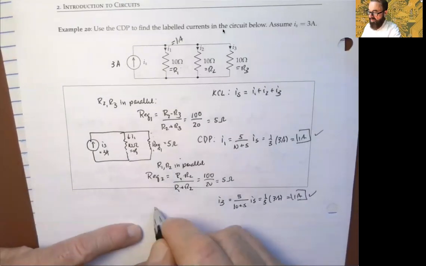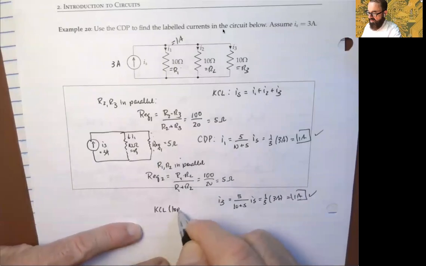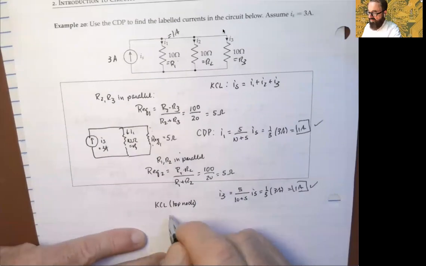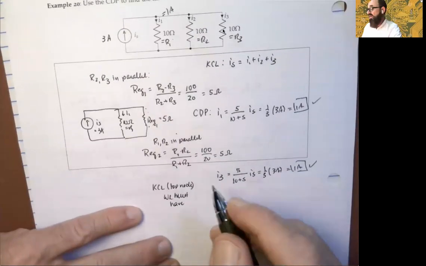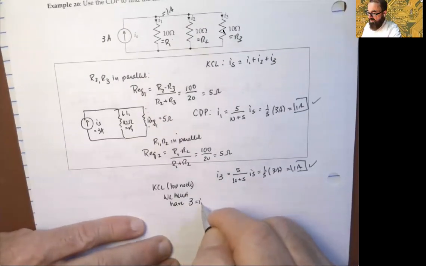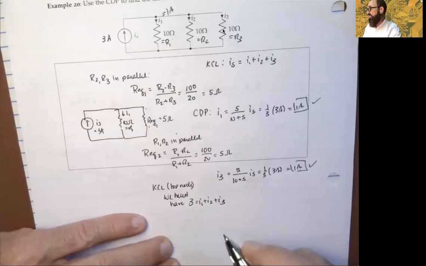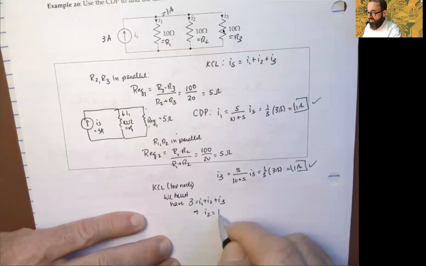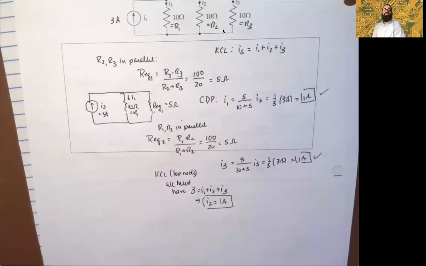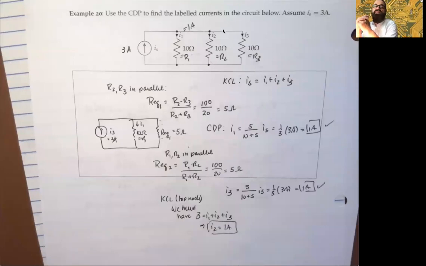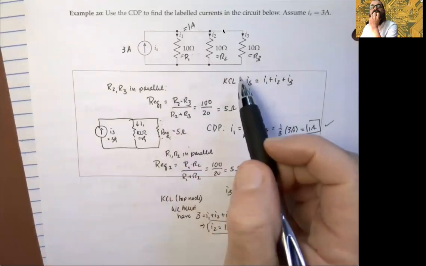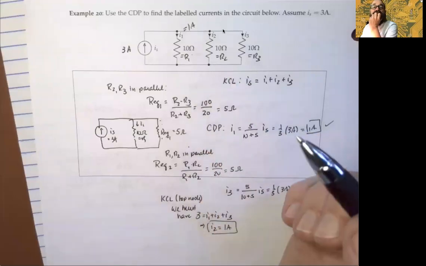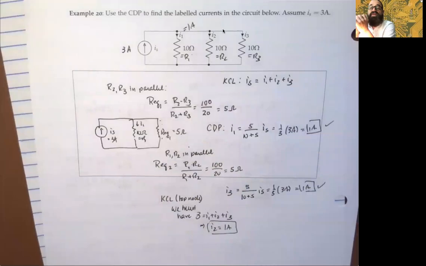And then of course, by KCL at the top node, we must have 3 has to be the sum. And since 2 of them are each 1, that would tell us that I2 would have to be 1 amp, okay? Right. Now, someone might have said, well, you could have done the equivalent with R1 and R3 being in parallel, and then let R2 be the other, and then use that to get the same argument for CDP. And the answer is yes, you could.